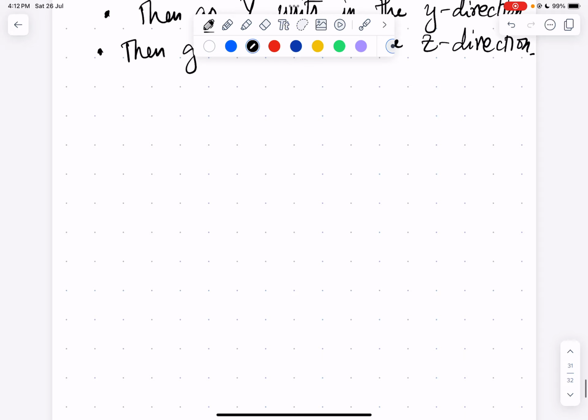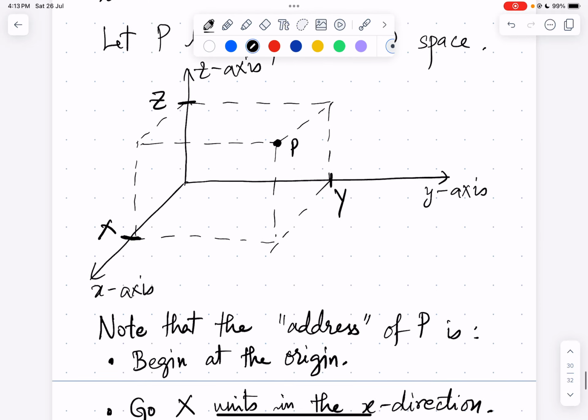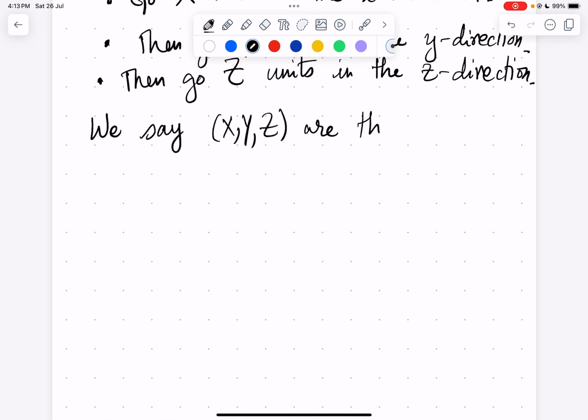So to repeat the diagram again, I'll just draw it here. First go capital X units in the x direction, then go capital Y units in the y direction, and then go capital Z units in the z direction. So this is the address of P. In this case we say capital X, capital Y, capital Z are the coordinates of P.